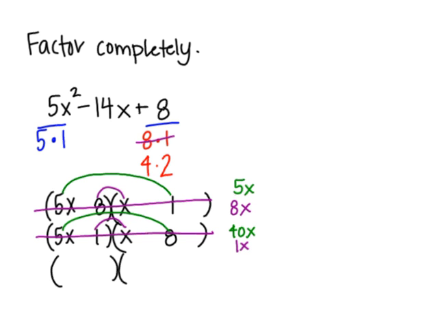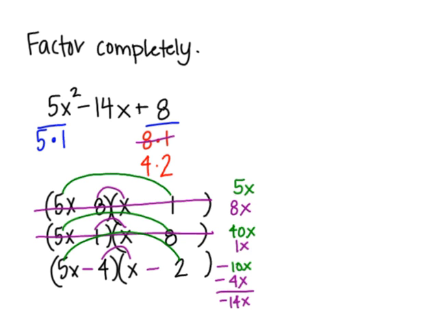So let's start back over, and I'm going to use 5x times x because that's my only combination for 5x squared. But this time I'm going to plug in a 4 and a 2. So let's try our outside rainbow, and this gives me a 10x. And our inside rainbow gives me a 4x. And 10 and 4 would give me a negative 14x if they were the same sign and they were both negative. Same sign, both negative.